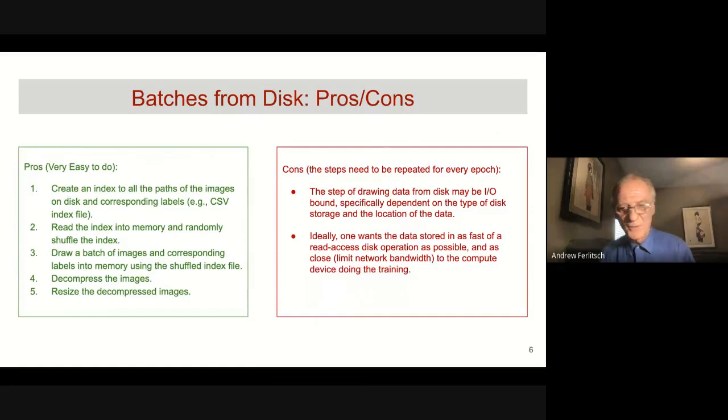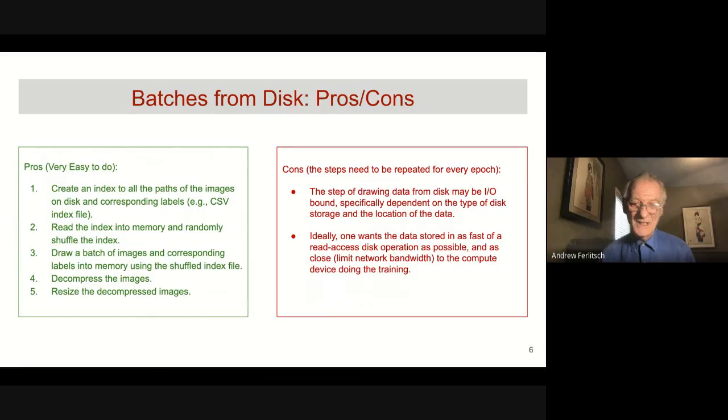So let's consider what the pros and cons of this approach are. Well, the pro is it's very easy to do. What you do is you create an index to all the paths of the images on disk and the corresponding labels. And typically one would use a CSV file for the index, where one column is the path and one column is the label. Then you read that index into memory, make it a list, and randomly shuffle the index. And you use that in-memory randomly shuffled index to then draw batches of images and their corresponding labels into memory. You decompress the images and you resize the decompressed images. Very straightforward to do. Well, what's the con?